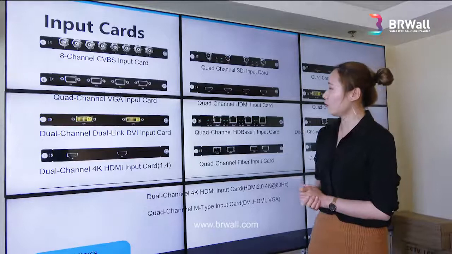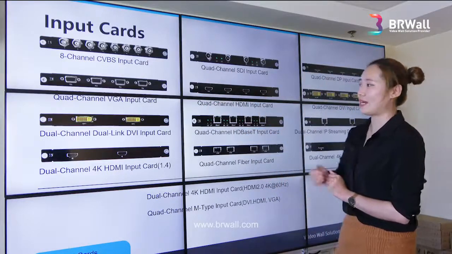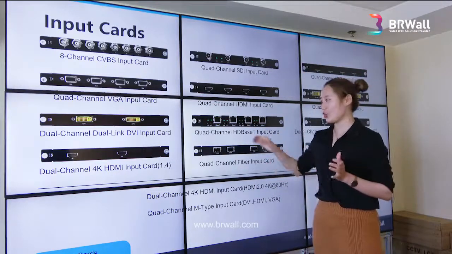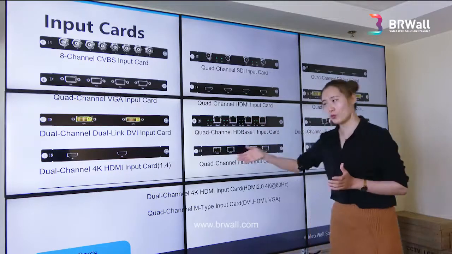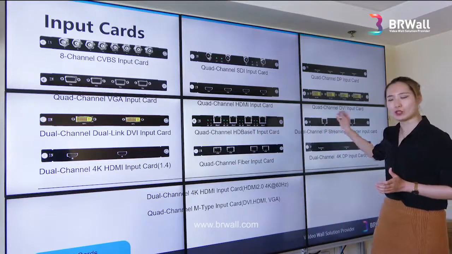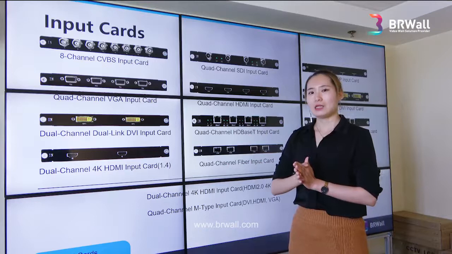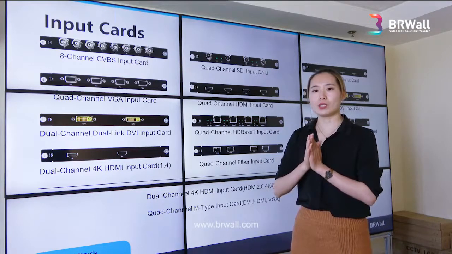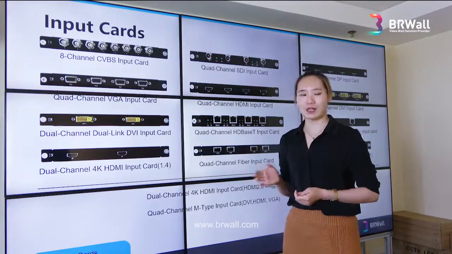This is what the input cards look like: CVBS, SDI, HDMI, VGA, DisplayLink, DVI. If you have long distance transmission, you can use HDBaseT or fiber. If you have cameras, we can use the IP streaming decoder card. In our IP streaming decoder card, we can decode 32 Full HD cameras in one single IP card.